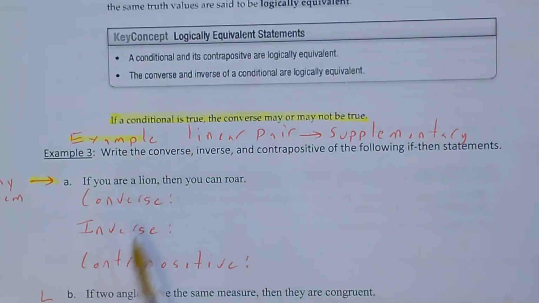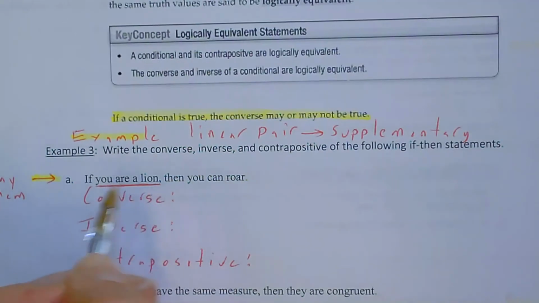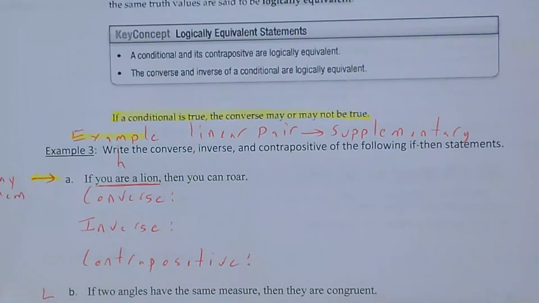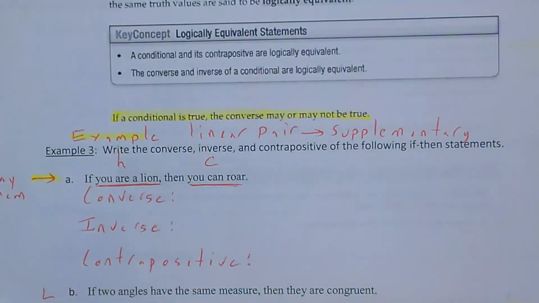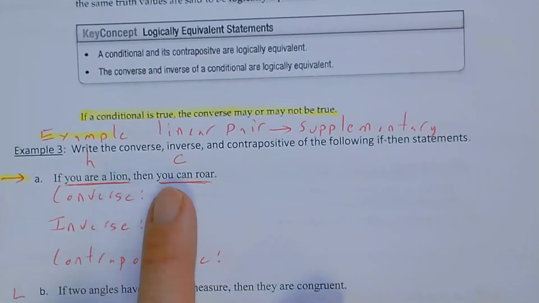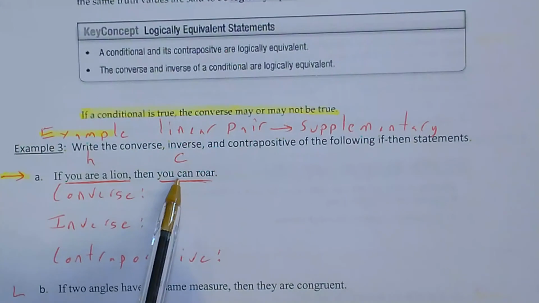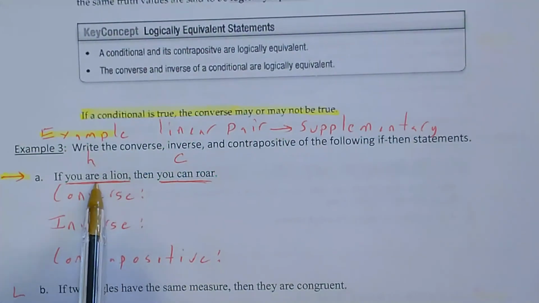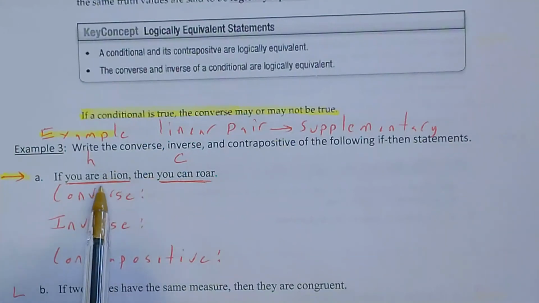Okay, so let's practice the converse, inverse, and contrapositive of this. So if you are a lion, let's go ahead and underline you are a lion. Label that the hypothesis. Underline you can roar. That is the conclusion. Don't include if and then. All right, the converse is going to flip that around. So we're going to take the statement and flip it around. So you guys are going to write it, and I'm just going to read it to you. If you can roar, then you are a lion. So the converse would be, if you can roar, then you are a lion, because you're flipping it around.